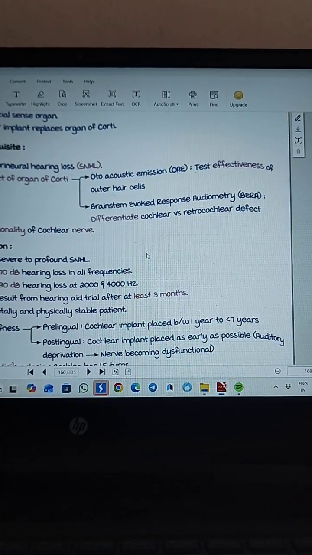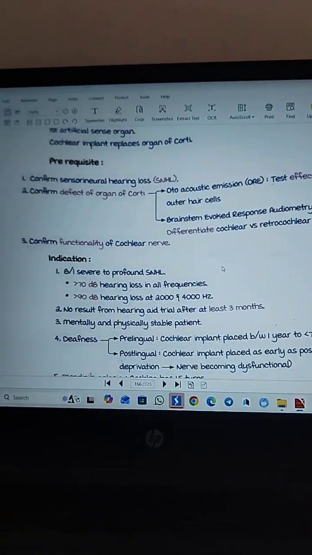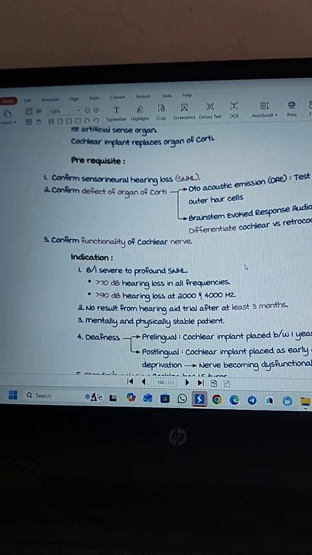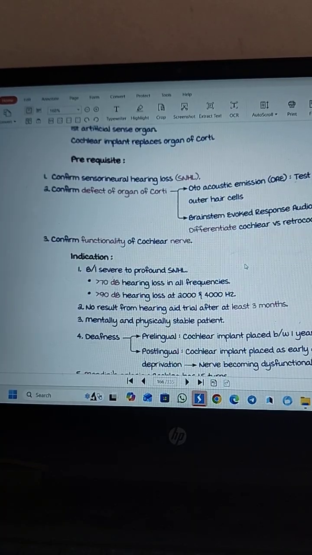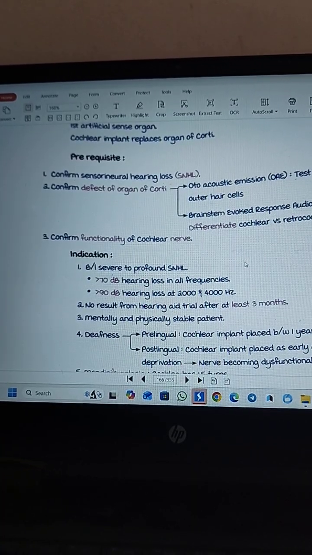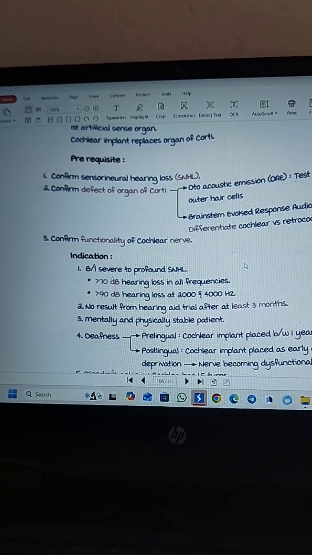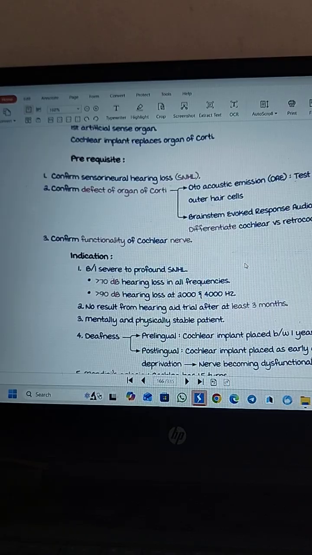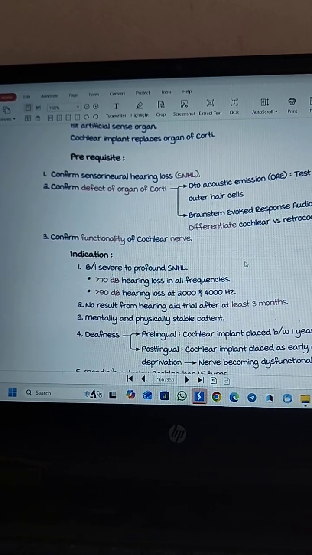Okay, and also you should confirm the functionality of the cochlear nerve. Here we are putting the cochlear implant, and if the cochlear nerve is not functioning, there is no use of it. So you should also confirm the functionality of the cochlear nerve. So these are the three prerequisites. First, confirm the sensory neural hearing loss, then confirm the defect of the organ of Corti, by the OAE, otoacoustic emission, and the brainstem evoked response audiometry. Then confirm the functionality of the cochlear nerve.